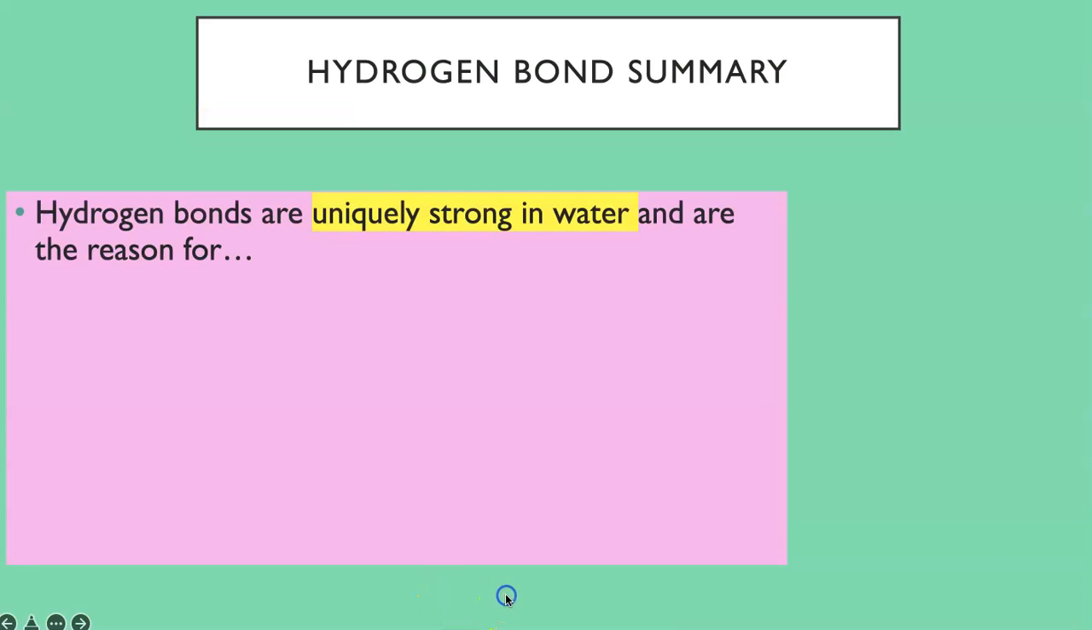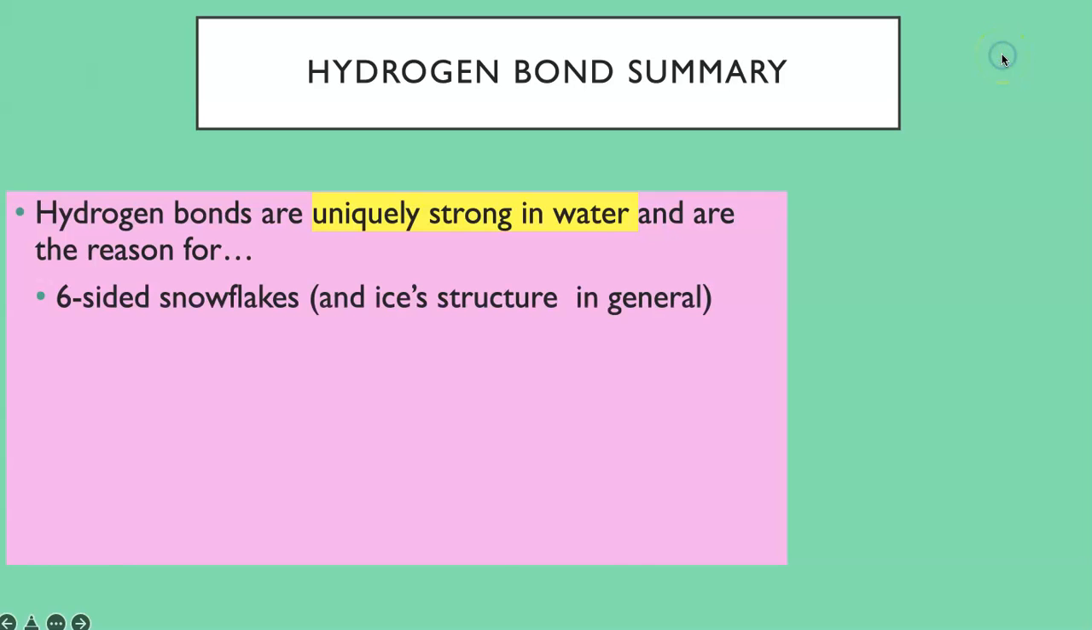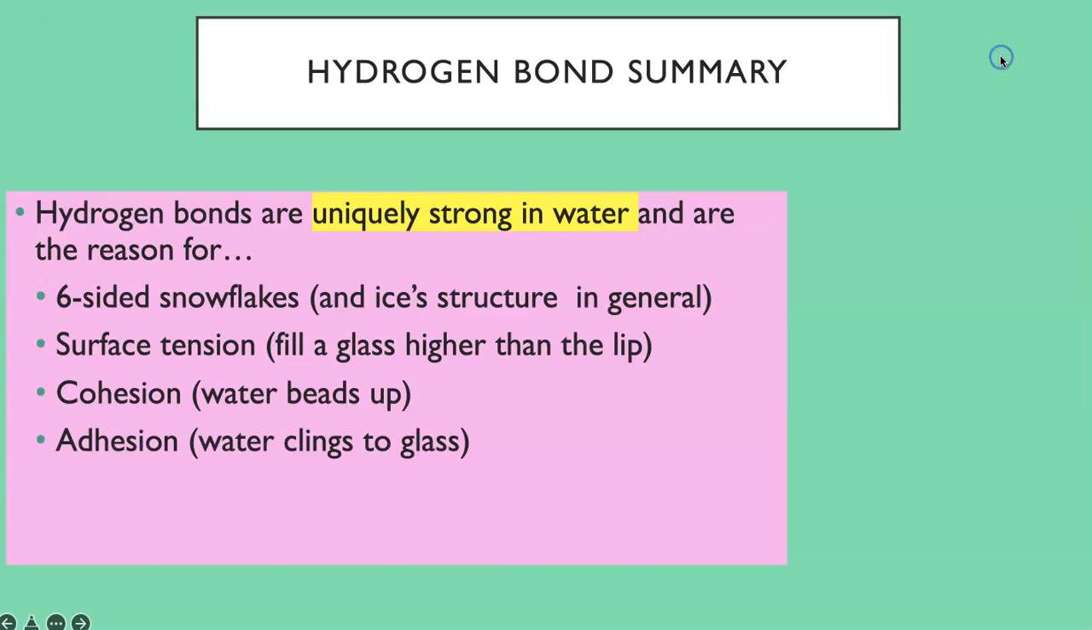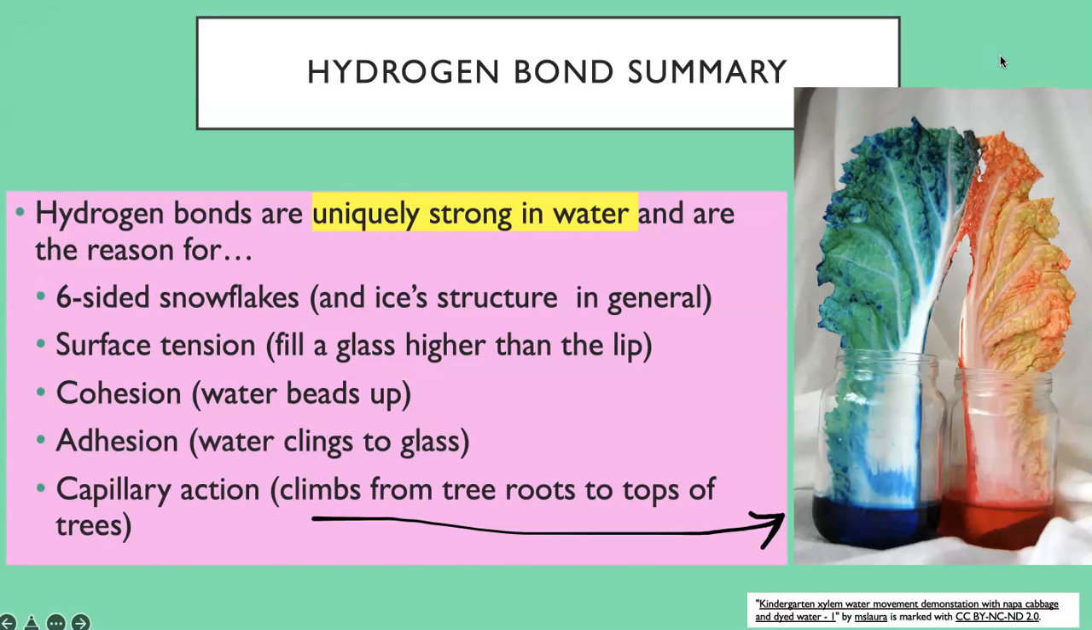Finally, just a summary: hydrogen bonds are uniquely strong in water, and they are the reason for six-sided snowflakes, surface tension, cohesion, adhesion, and also capillary action that sends water up trees from the roots to the top. And this is shown with some cabbage leaves here as colored water makes its way upwards.